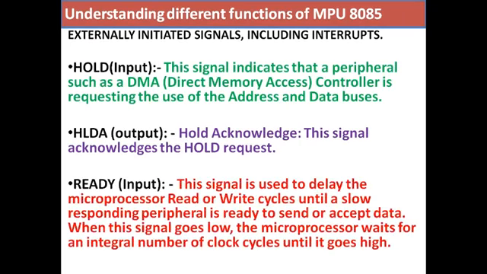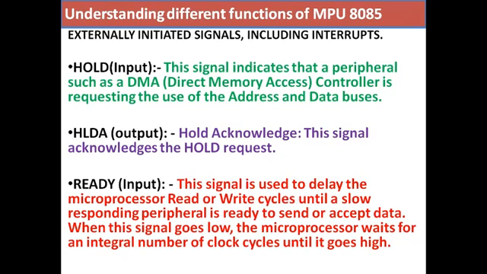Okay, now HOLD. This signal indicates that a peripheral such as a DMA controller is requesting the use of the address and data bus. Now, why should we at all go for direct memory access? Sometimes a bulk amount of data needs to be transferred from memory to IO or vice versa. When we are transferring bulk data, it sometimes doesn't require any computation to be done on it. It just requires a simple transfer from IO to memory or memory to IO. So if it goes through the microprocessor, it will take a huge amount of time.